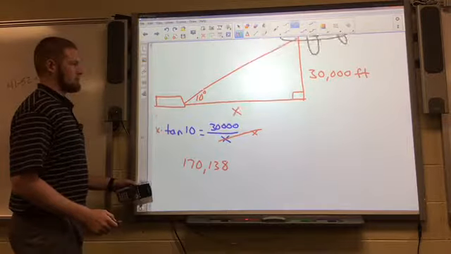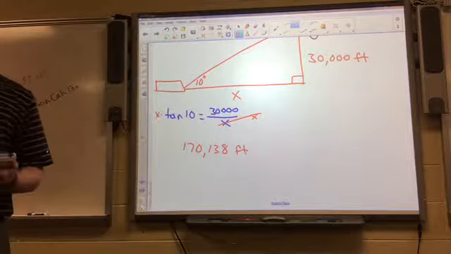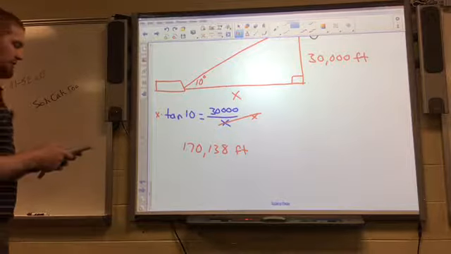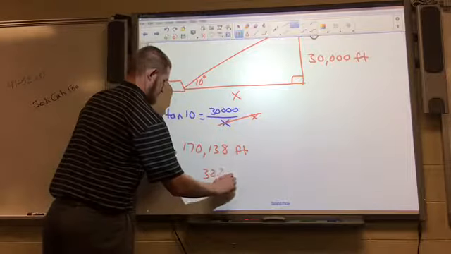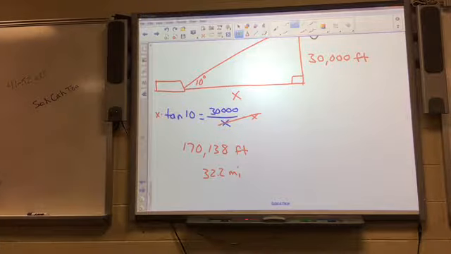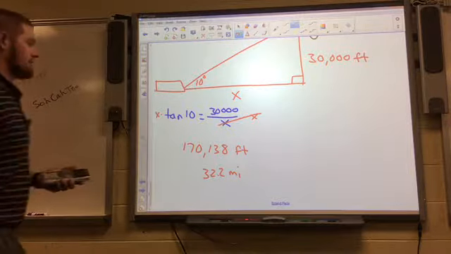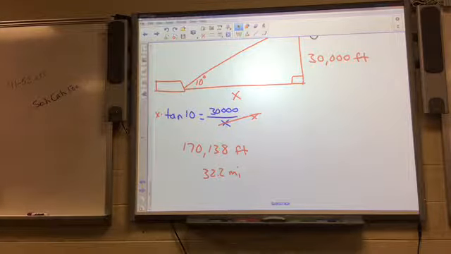What's my label? Feet. Could I figure that out in miles? How? Good. Divide by 5,280. It's 32.2 miles, right? Now, obviously, that sounds like a long distance, but on an airplane, they're probably getting pretty close. They should probably start losing some elevation there. You guys taking physics? You'll probably talk about stuff similar to this in physics.